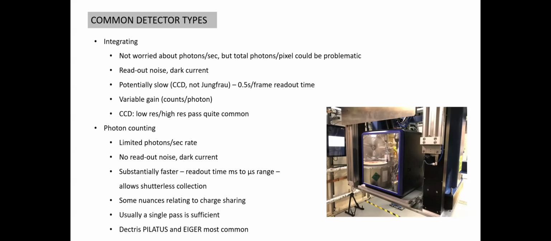And the readout time is really in the millisecond to microsecond range, so also allowing actually interesting time-resolved studies. And these were really key to introducing the shutterless data collection modes. And usually for these kind of detectors, a single pass is sufficient. In the old days, the dynamic range for detectors was lower, so you often needed, for well-diffracting crystals, to collect a low resolution and a high resolution pass, for instance. And most commonly you'll find on beamlines Pilatus and Eiger detectors from Dectris.